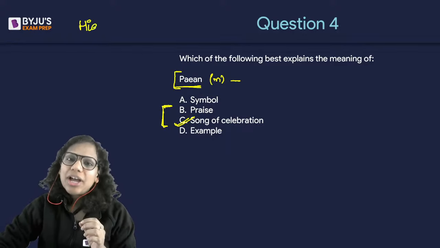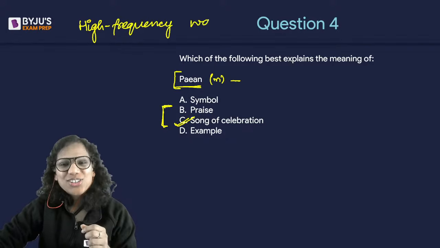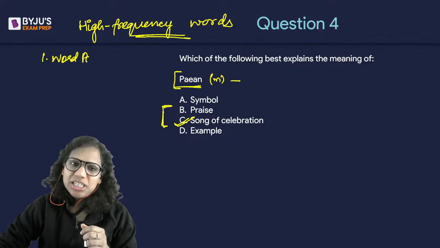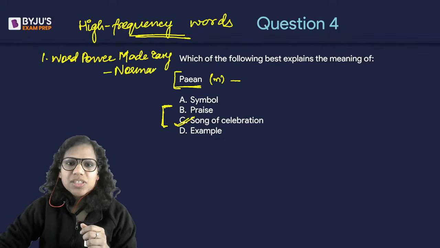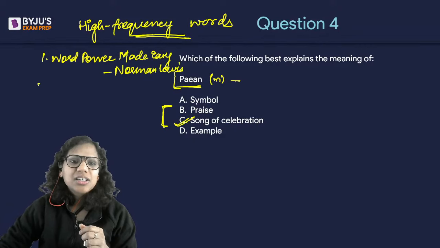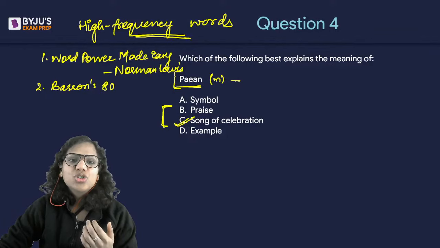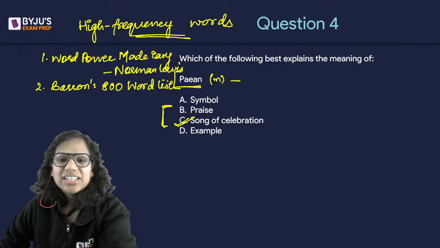For that, you have to build a pool of high frequency words. And for that, I have suggested some books, some lists. I keep suggesting them. First is Word Power Made Easy by Norman Lewis. I hope all of you finish it. Then I can suggest you more books. And second is some word list. There I've suggested Barron's. Barron's 800 is the shortest word list that is available. So at least go through these. Right. C is the answer here, paean.